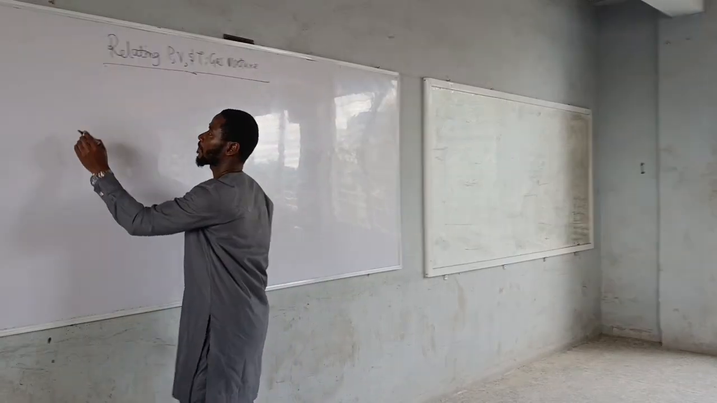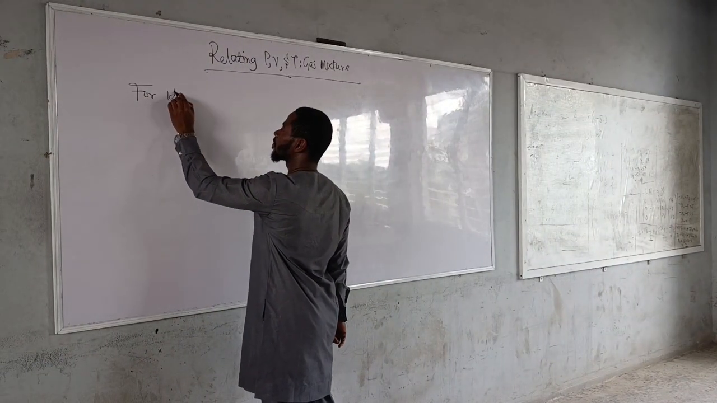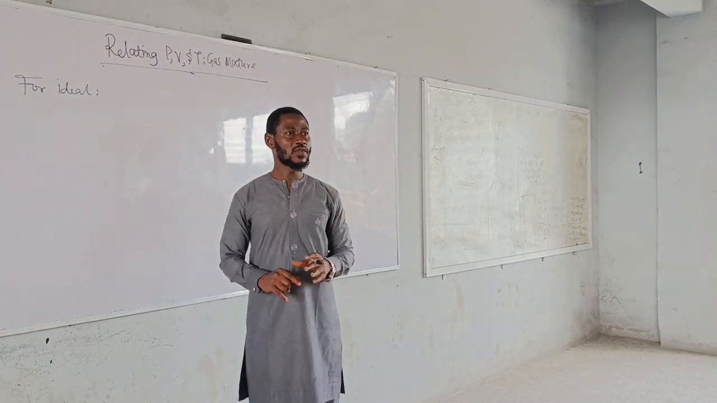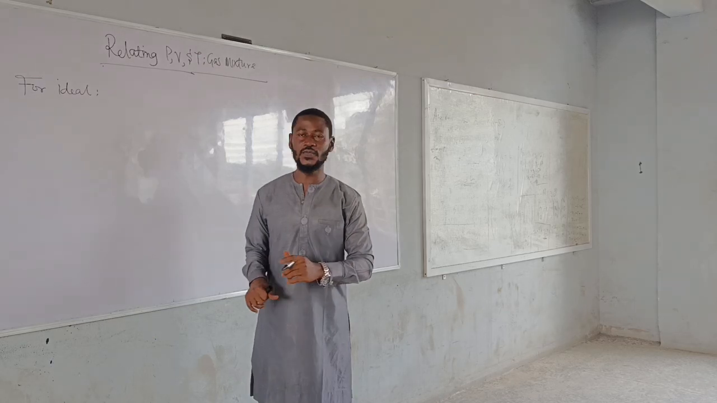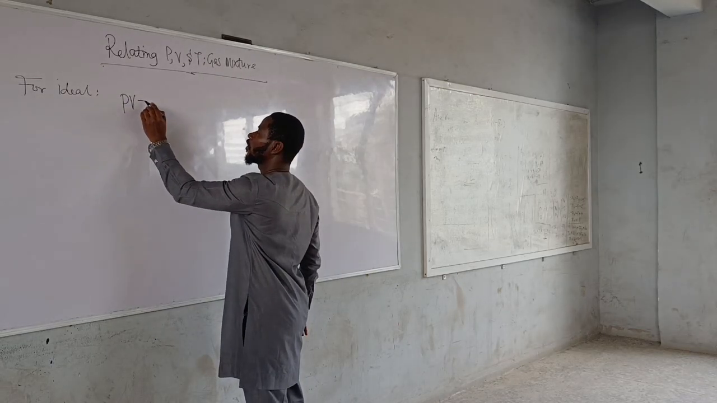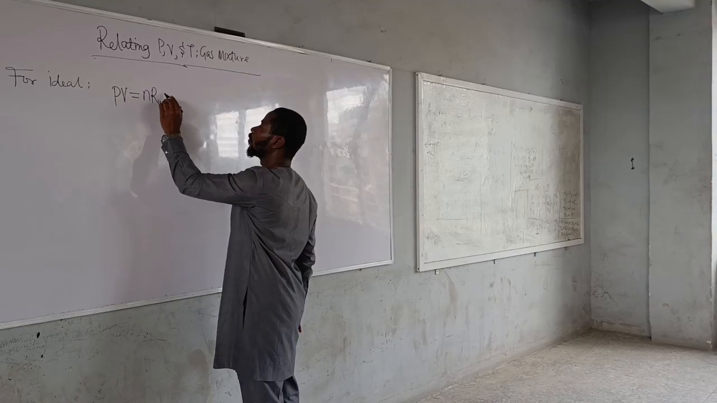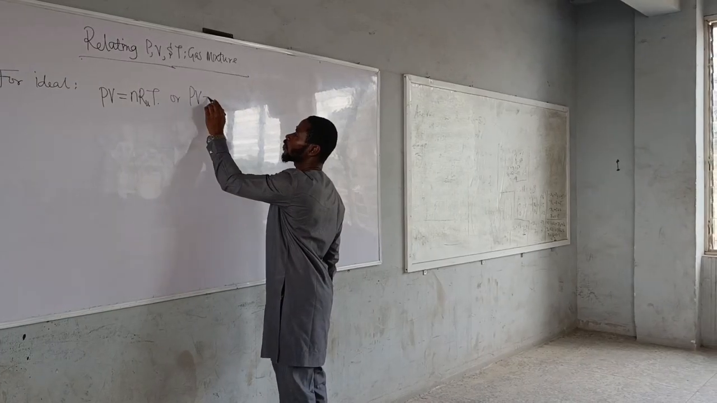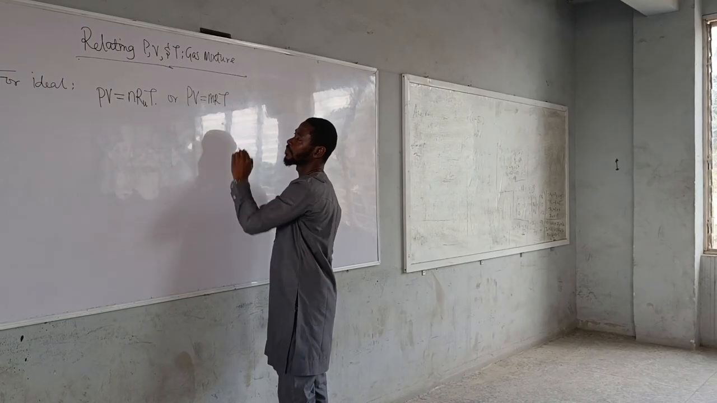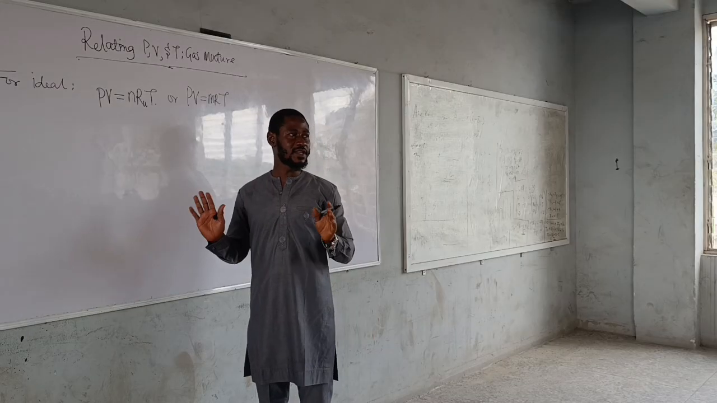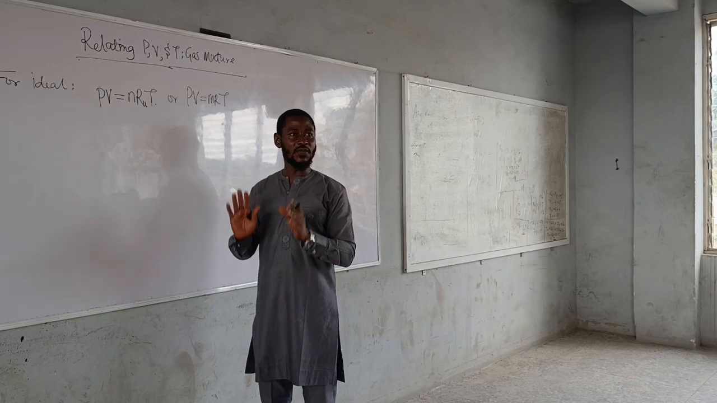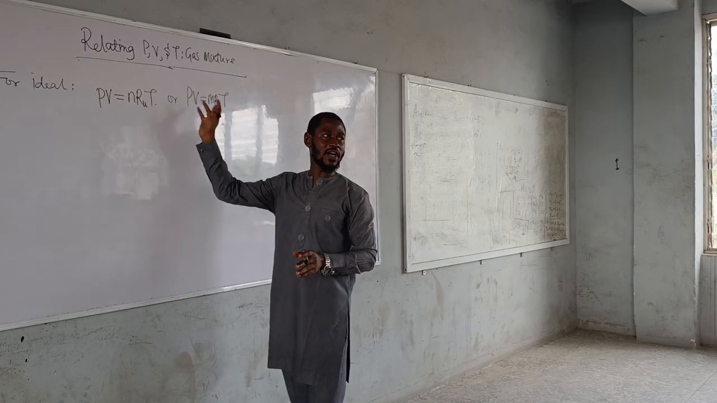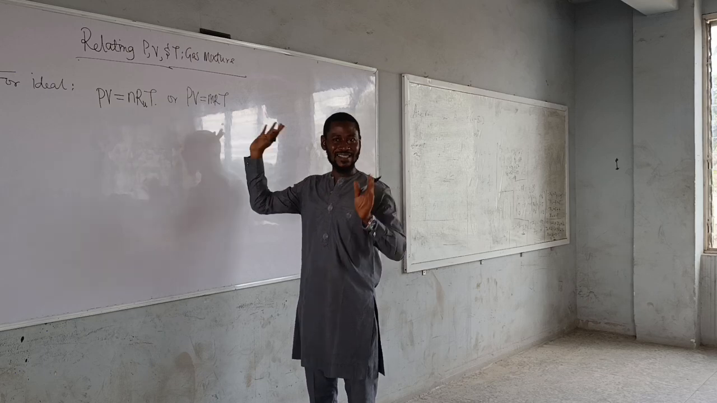For an ideal gas, we have an expression that we normally use, and that expression comes in the form of PV equals nR_uT, or PV equals mRT. If you look at these two expressions, they are the same thing. The only thing that makes them different is the number of moles and the universal gas constant. If you look at the second one, we have mass and gas constant.